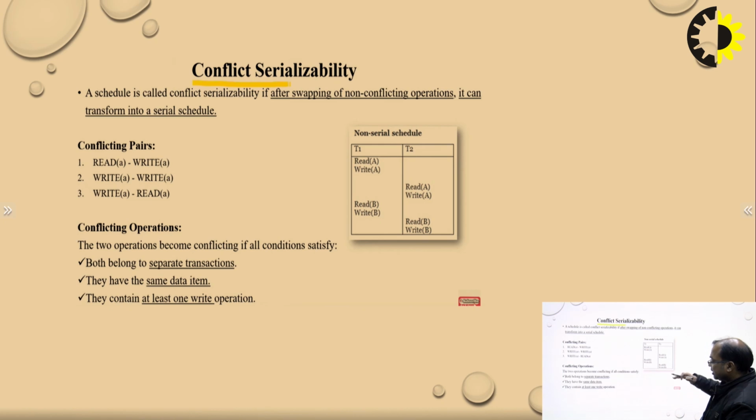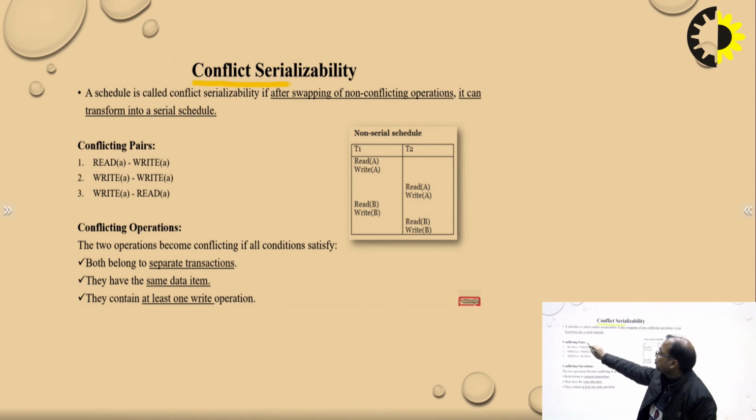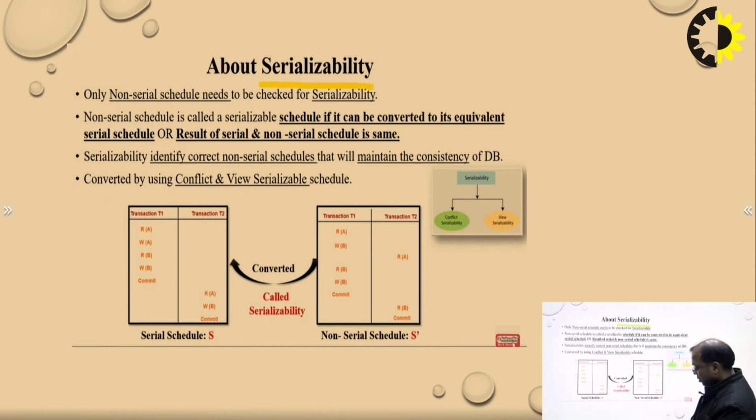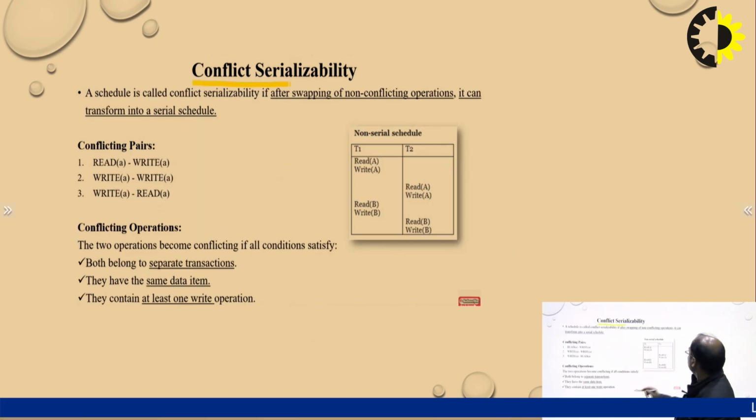It is divided into two categories, conflict and view. So first we come to know what conflict serializability is. A schedule is called conflict serializable if after swapping non-conflicting operations it can be transformed into a serial schedule. Now we need to know what the conflicting operations in serializability are. There are three types of conflicting pairs in conflict serializability. What are these conflicting pairs?